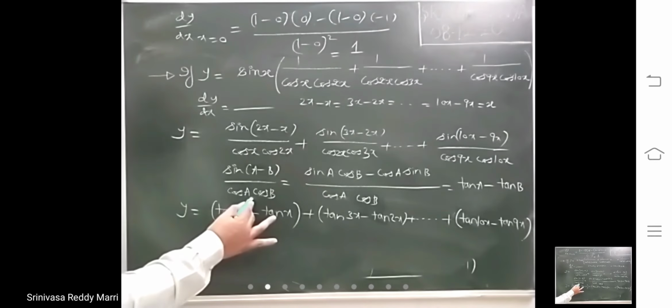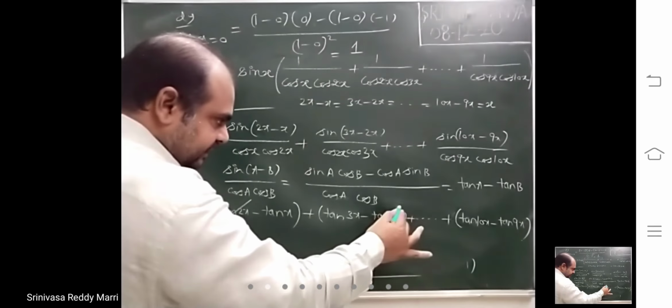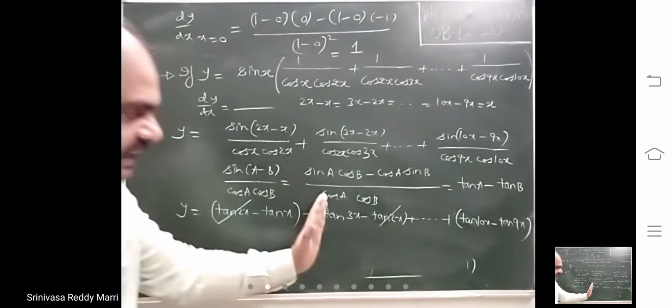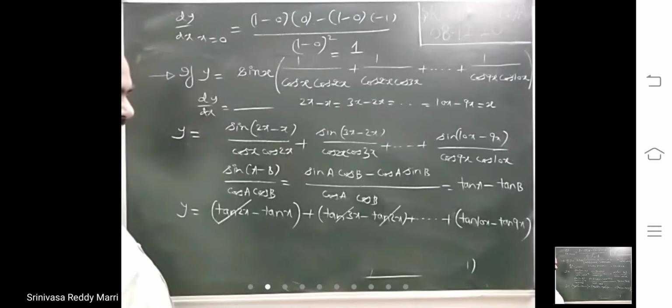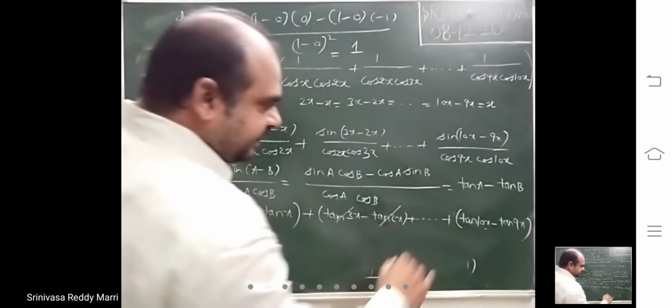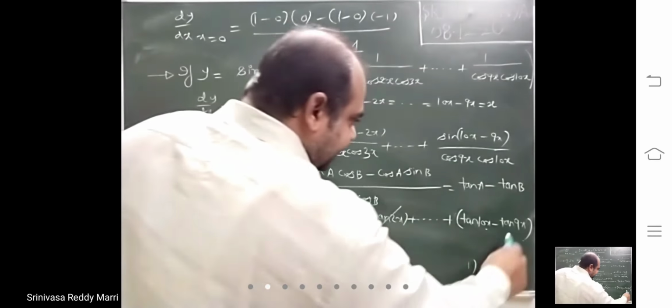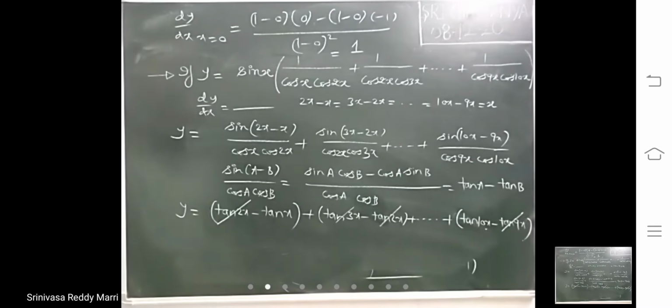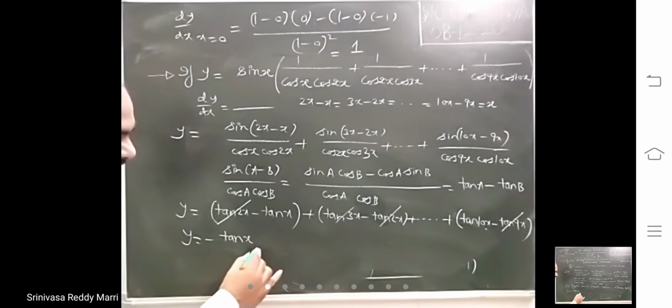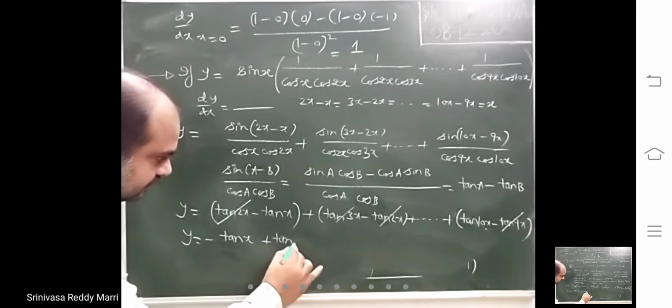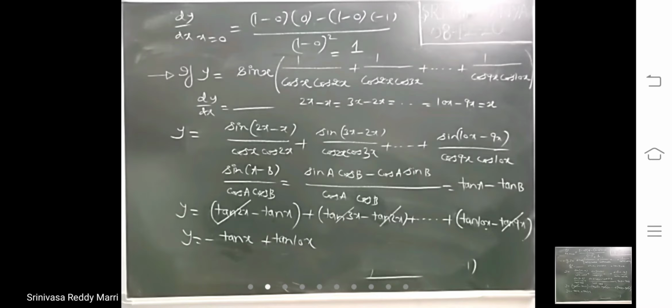So these terms will get cancelled. Tan 2x here, tan 2x here. So in the next step you will get tan 4x minus tan 3x. This term will also get cancelled. This term will remain. So before term what you will get tan 9x minus tan 8x. This tan 9x will get cancelled. That means out of these only two are remaining, minus tan x. So this is simplified to y this.